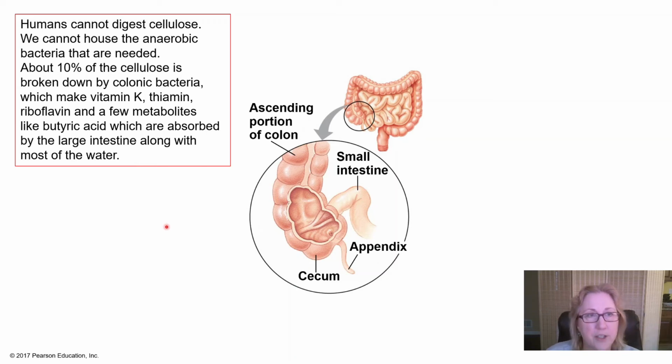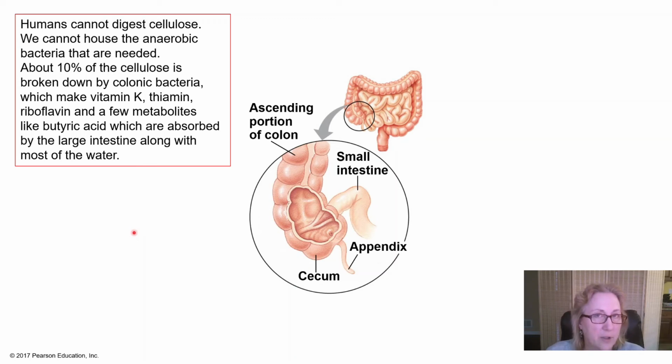So what does the large intestine do? Mostly it absorbs water, although it does house most of the bacteria. So most of our intestinal bacteria are here in the large intestine. And they do break down about 10% of the cellulose that you consume. So if you consume a huge amount of plant material that's full of cellulose, about 10% of it is going to get broken down by these colonic bacteria. This just means bacteria in the colon. And those bacteria are going to use that glucose for their own energy.